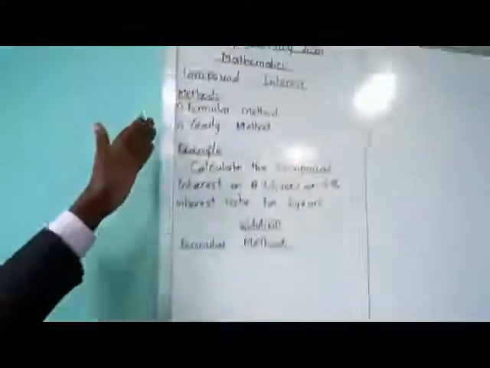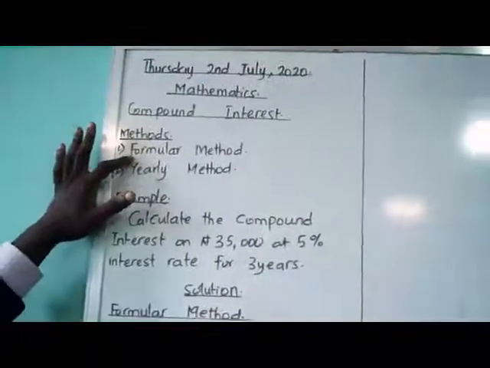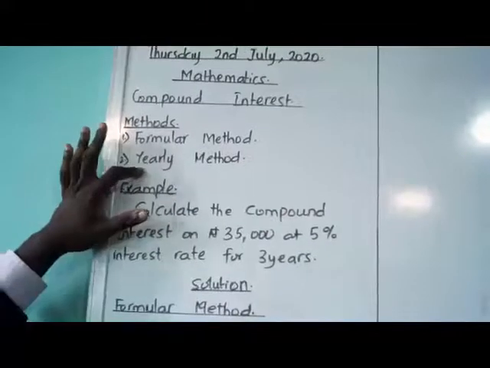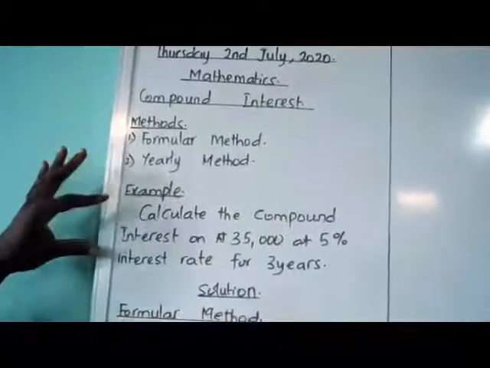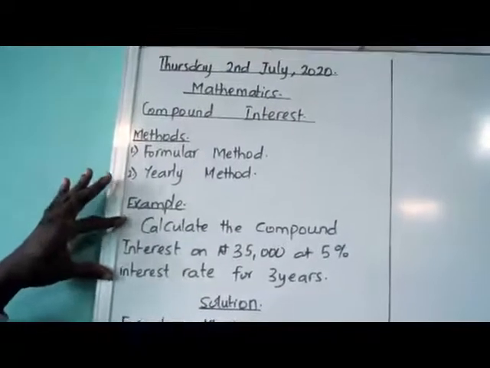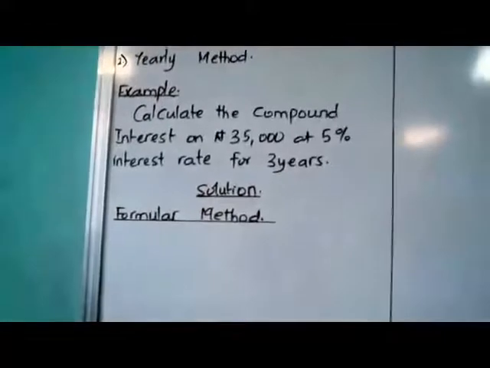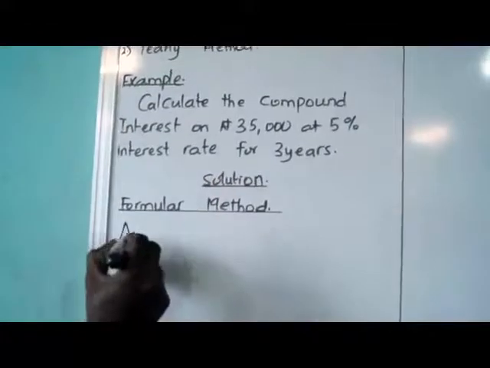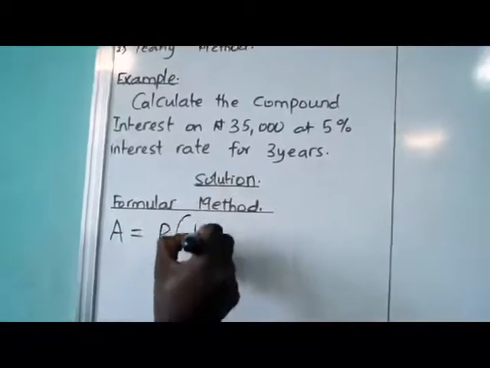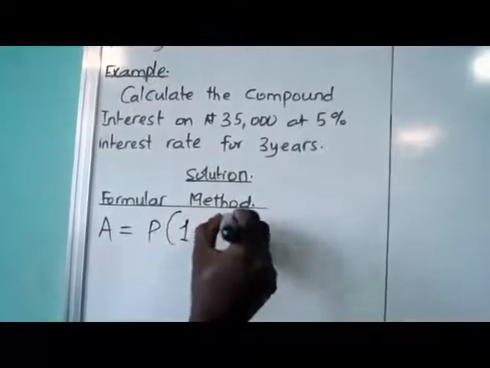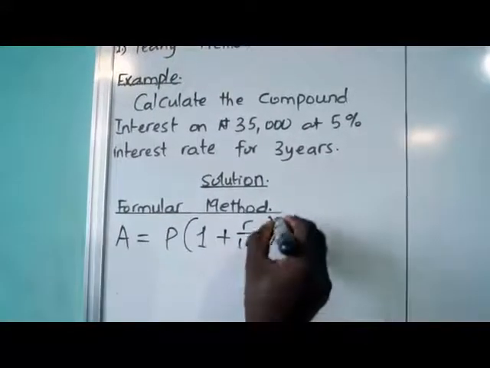Now I have two methods I'm going to introduce to you for calculating compound interest. I have a formula method and I have a yearly method. I'm going to use these two methods to calculate the compound interest using this example. Right, so let's start with the formula method. The formula method says that the last amount is equal to the product of the principal and 1 plus the rate, the rate is always in percentage, raised to power n.